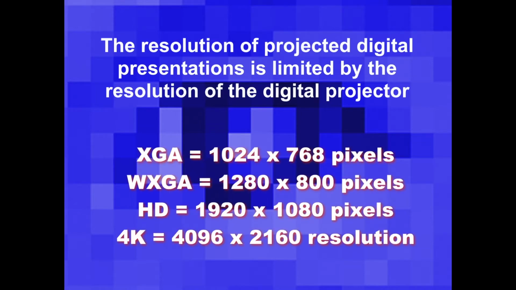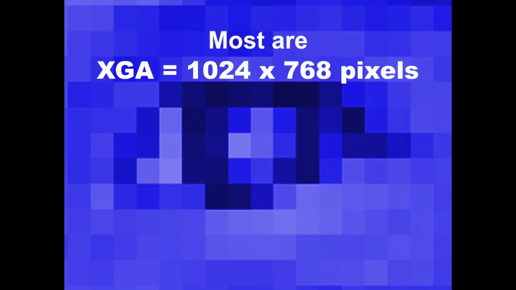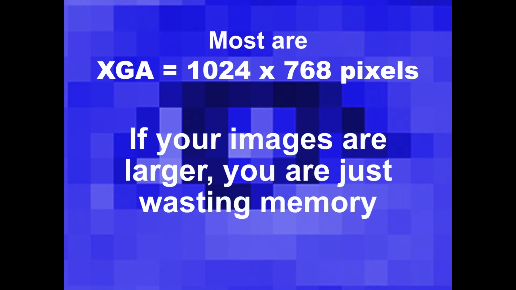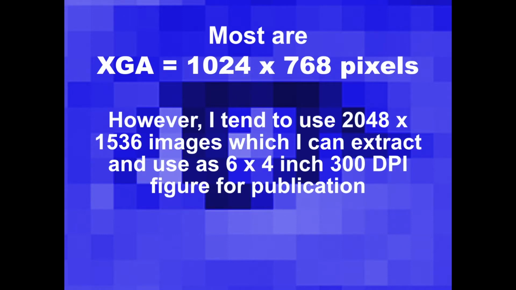The resolution of projected digital presentations is limited by the resolution of the digital projector. The resolution of a series of digital projectors is shown below. Currently, many projectors are XGA with a resolution of 1024 by 768 pixels. If you have images that are larger, you're just wasting memory. However, I must admit that I tend to use 2048 by 1536 images because they can be extracted and used to make 6x4 inch figures for publication.